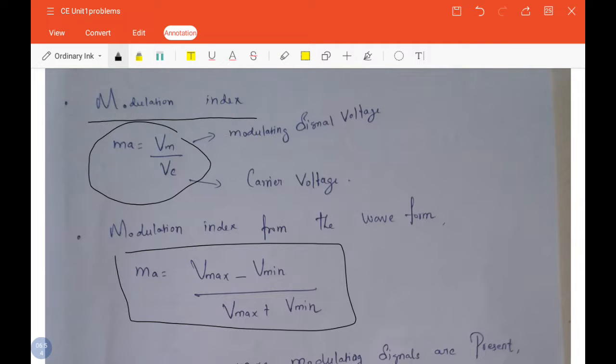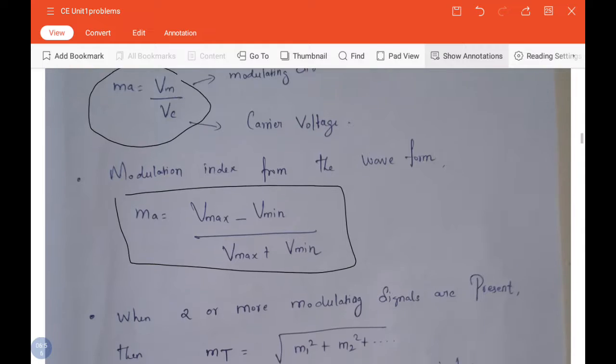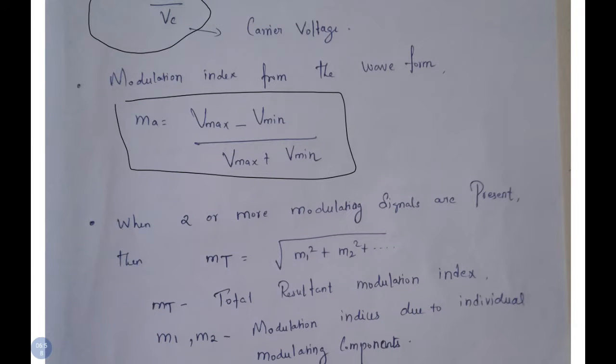And another possible equation for modulation index is when two or more modulating signals are present. At that time the total modulation index MT is calculated as the square root of M1 square plus M2 square plus so on, depending on how many signals are given. So for each of the signals you calculate the individual modulation index, then square it, add them together and take the square root. So this gives us the total resultant modulation index MT.